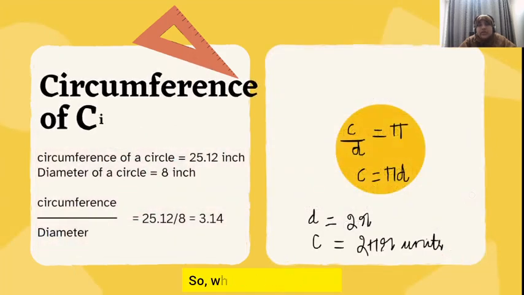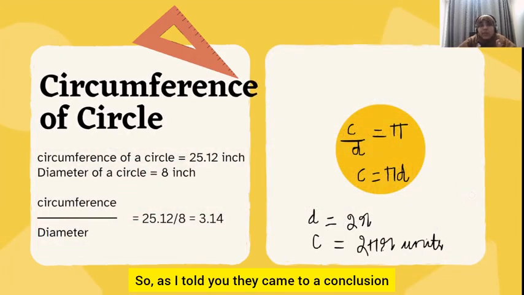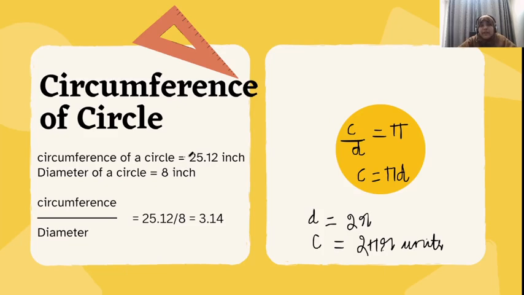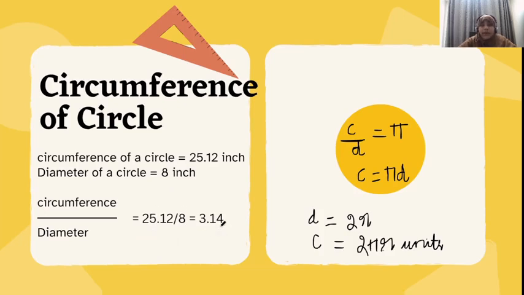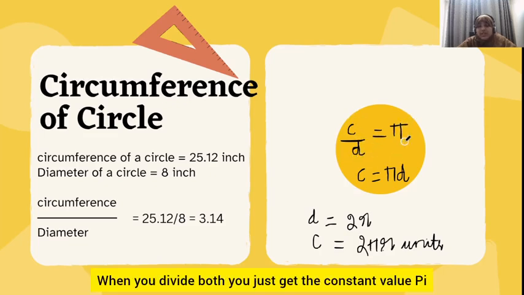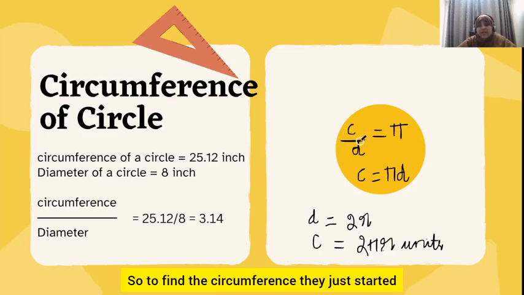This is how the number pi was put forward by mathematicians. So where do we use this? As I told you, whenever you divide the circumference by the diameter, you get the constant value pi. For example, if the circumference of a circle is 25.12 inches and the diameter is 8 inches, when you divide both, you get 3.14, the constant value. So they arrived at a formula: with circumference C and diameter D, C divided by D is pi. So to find the circumference, they started to use the formula pi d.